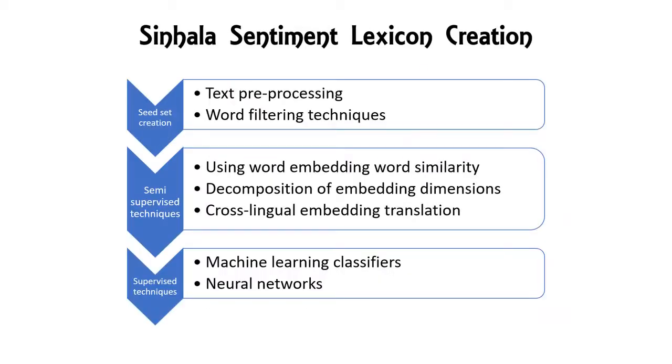Under sentiment lexicon creation, first, we created a small data set to continue the other phases. We used different word filtering methods to create the seed set. We experimented with semi-supervised techniques to expand the seed set. Later, having a much larger data set, we could try supervised techniques as well. Finally, we could create a sentiment lexicon having over 10,000 words.